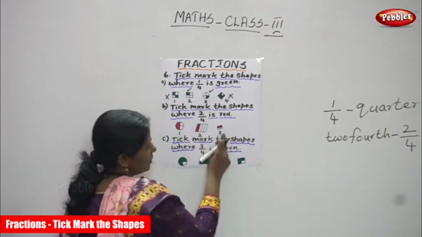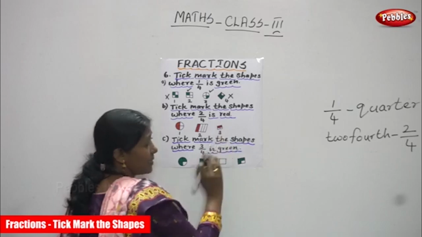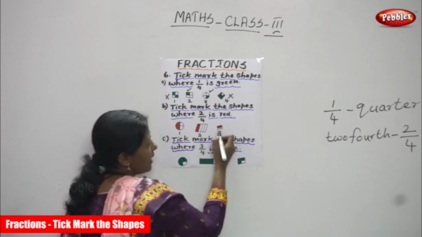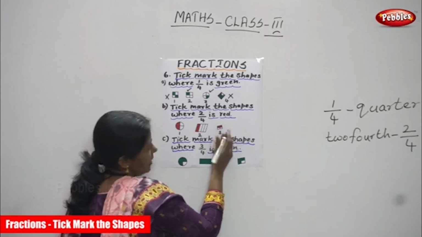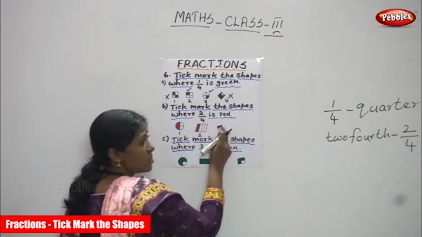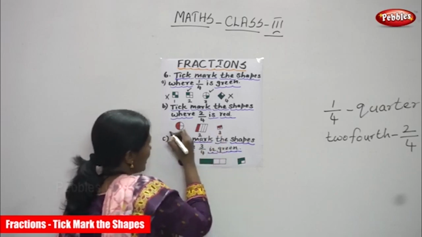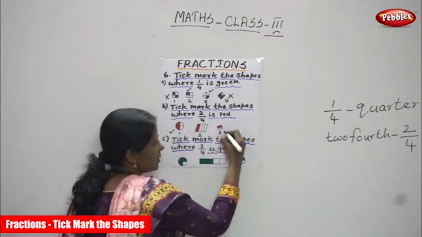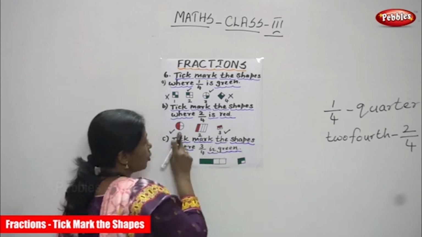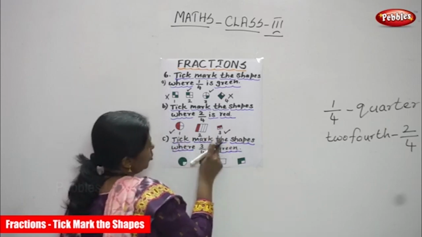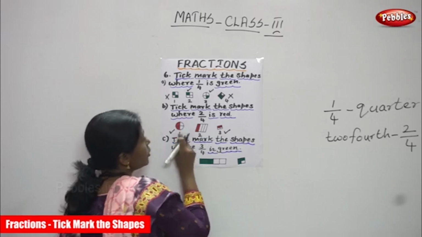Okay. Now, the third diagram, this is also a square, but a slanting square. So, how many parts did I cut into? 4 equal parts, but how many parts did I shade? 2 parts only I shaded. So, 2/4. So, first diagram I put a tick mark and third diagram I put a tick mark because both first and third, these 2 diagrams, I shaded only 2/4.